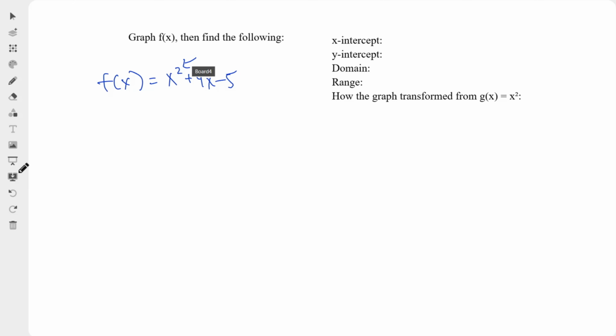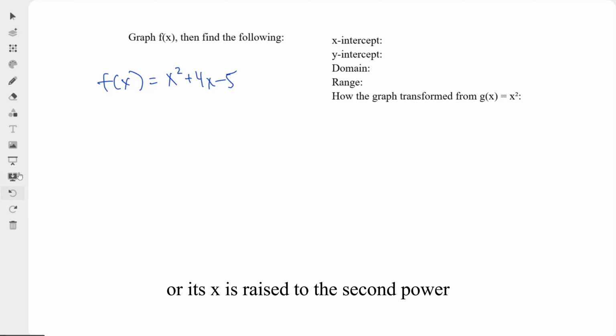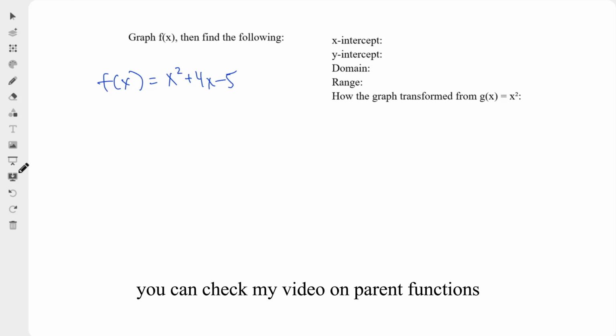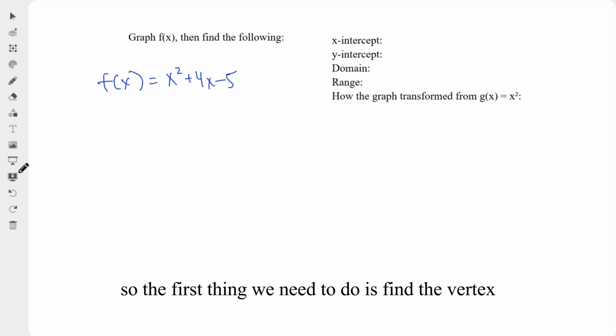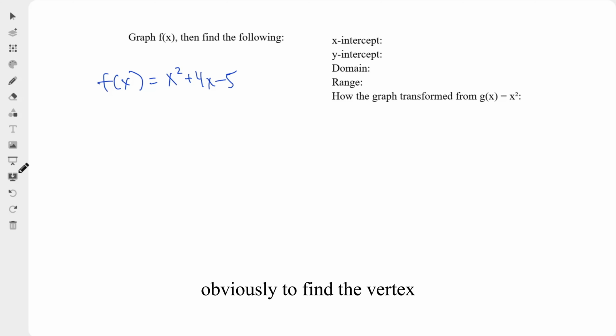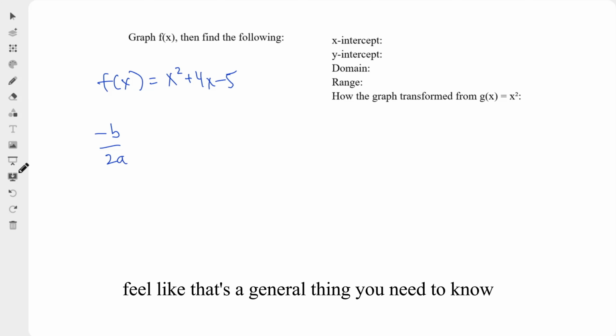solve them. So this is clearly a parabola because our leading x value is 2, or it's x is raised to the second power. So if you're unfamiliar with parabolas, you can check my video on parent functions, which is in the Unit 1 playlist, and I'll link it down below. So the first thing we need to do is find the vertex, obviously. To find the vertex, you need to know negative b over 2a. I feel like that's a general thing you need to know.